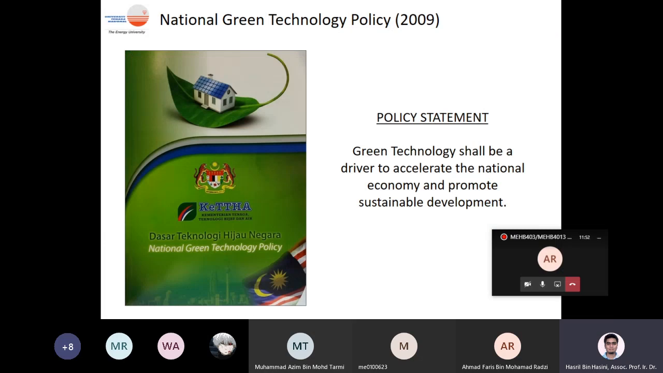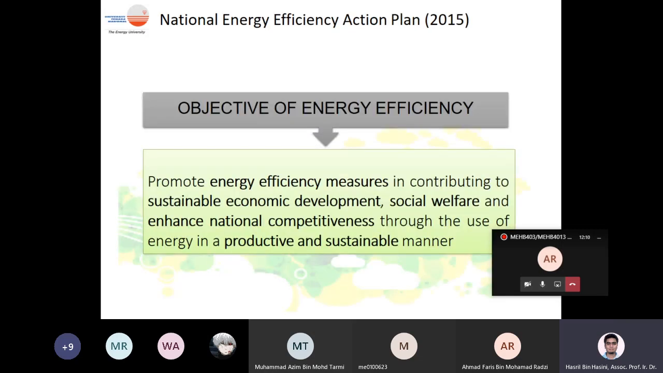We have the National Green Technology Policy 2009. So this is also in line. This is where we start to look rigorously at renewable energy or green technology. So this is where it starts, back in 2009. In 2015 we have another act or action plan.